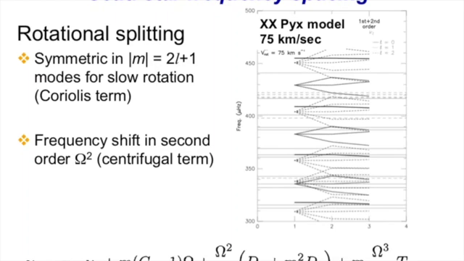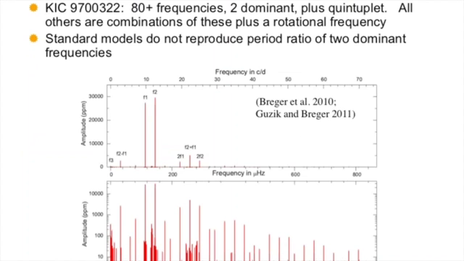So here would be no rotation, and then when you add the Coriolis force, maybe for l of 2 you get 5 separate modes with this XX Pyx delta Scuti model. Then if you add the centrifugal term, you break the even splitting. So now you have modes of different radial order. All their frequencies are overlapping with the previous one, and there's no nice pattern anymore.